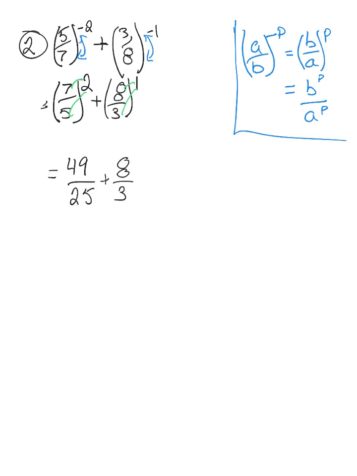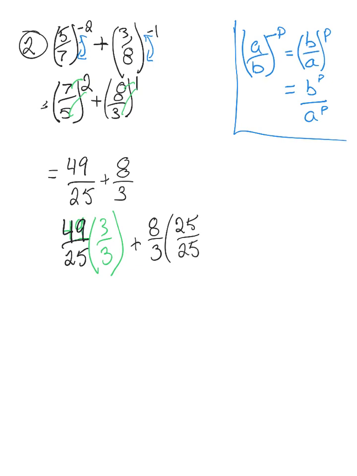If you look back at the previous example, I went over the rule for adding fractions. You need the same denominator. So one easy way to find the same denominator without using LCMs, GCFs, and all of that is to simply go 49/25ths times 3 over 3 plus 8/3 times 25 over 25.